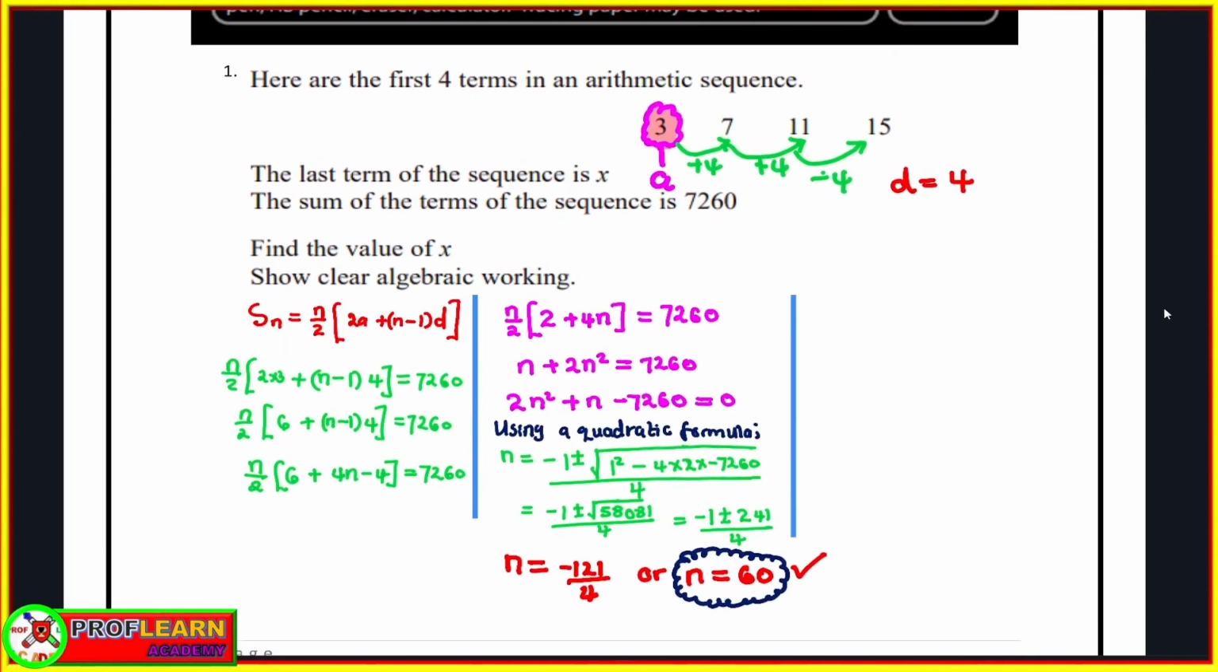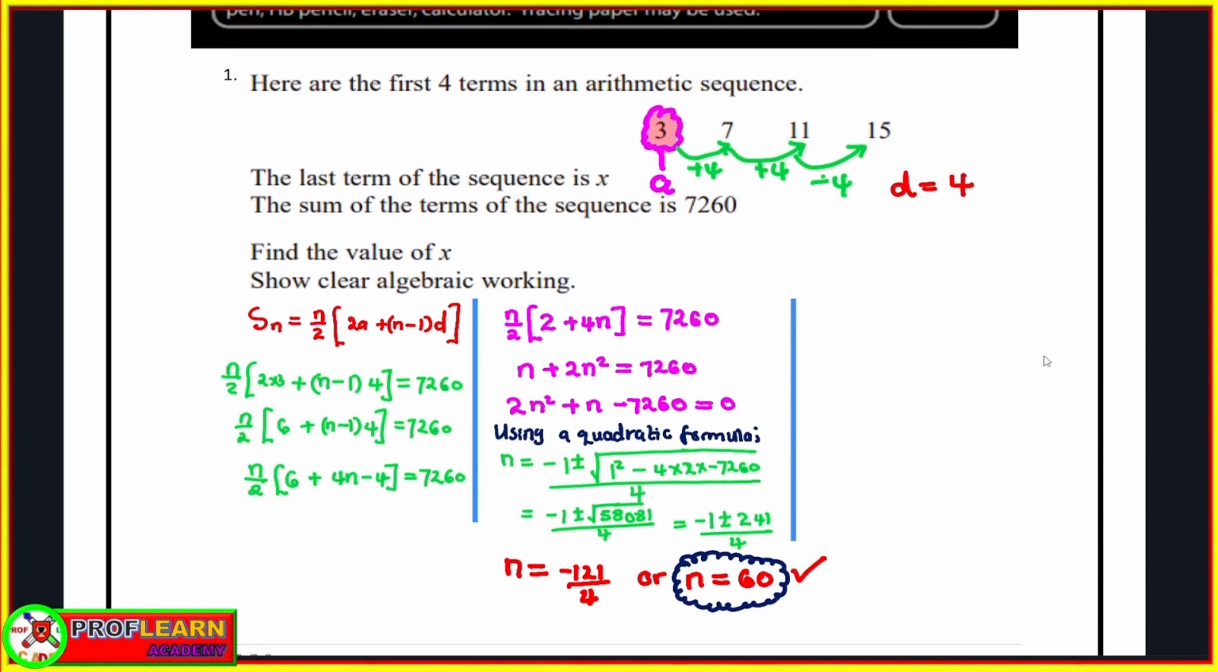Now we need to move further, because we need to find the value of x, and x is actually the last term. So in order to find the value of x, remember we are going to use the formula for the sum of n terms, which can also be given by the formula that is here: a plus l, where l is the last term, and this l is going to represent the value of x. But we know the sum of all of those terms is 7260, and n in this case is going to be 60.